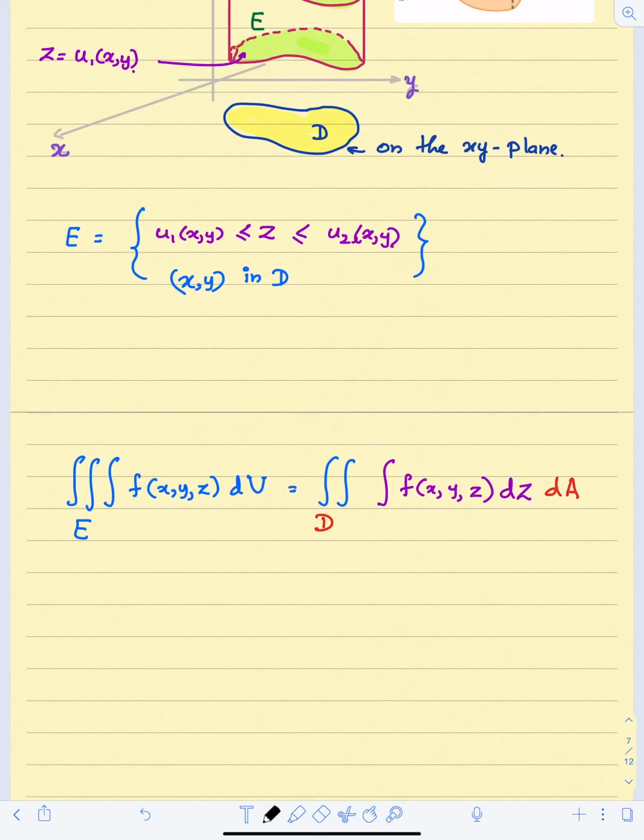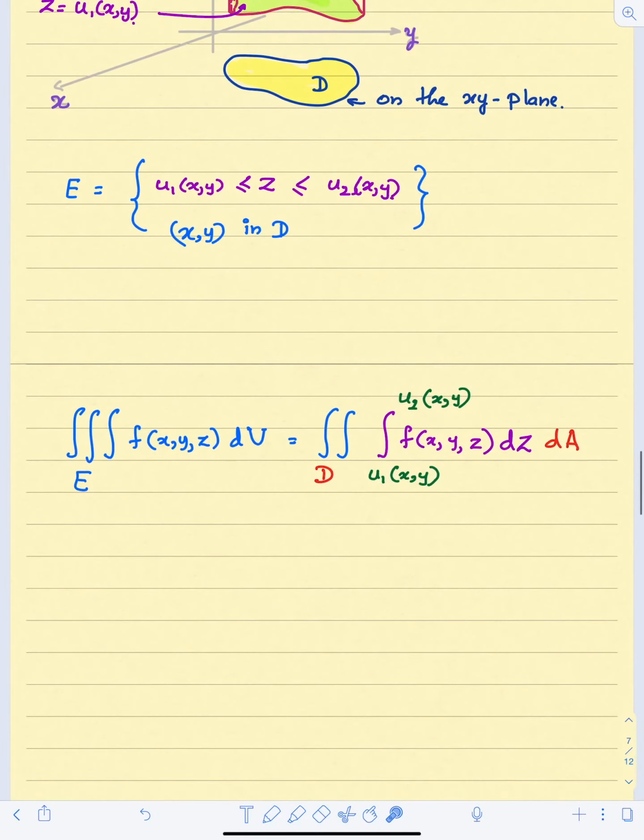So we have this inner integral corresponds to the z variable, and z goes from the lower limit, given by the bottom surface, which is u1 of x comma y, and the highest z value is given by the top surface, which is u2 of x comma y. And these two integrals correspond to the domain D, which is on the xy plane.